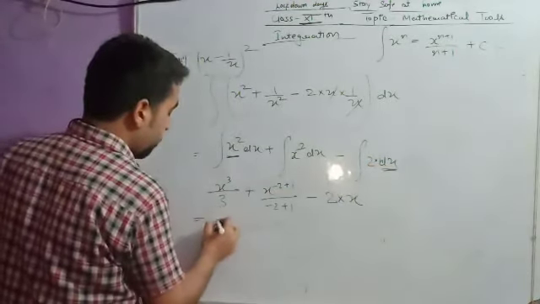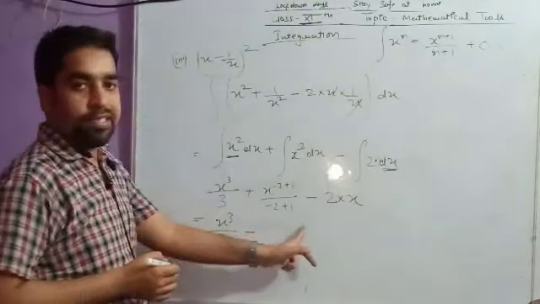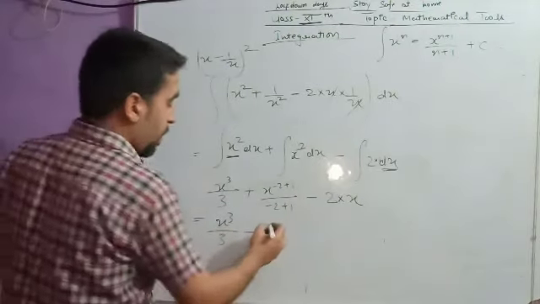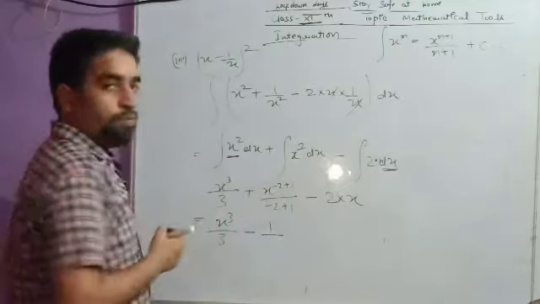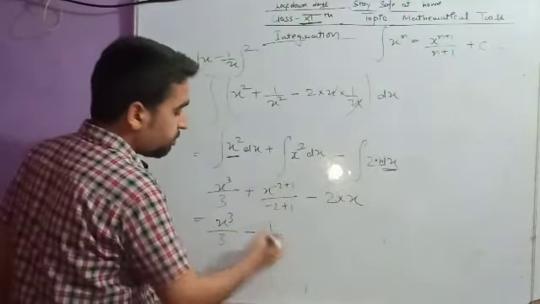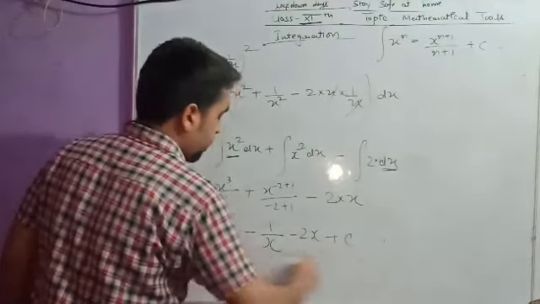Now students, this will be x cube upon 3 minus, because there is a minus in the denominator, so minus 1 upon, this will be minus 2 plus 1, which is minus 1, x to the power minus 1 was there in the numerator, in the denominator this will be x only, minus 2x plus c is going to be the answer.